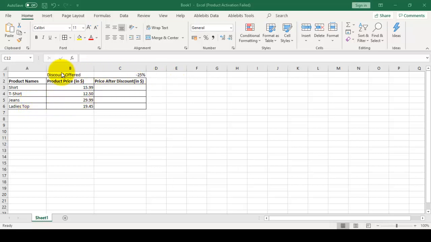So we have entered the data here in this worksheet and we need to calculate what will be the price after the 25% discount. So we have shirt here and the current price is 15.99 US dollar, and t-shirt is 12.5 US dollar, jeans is 29.99 US dollar and ladies top is 19.45. Now, you want to know what will be the price after 25% discount.